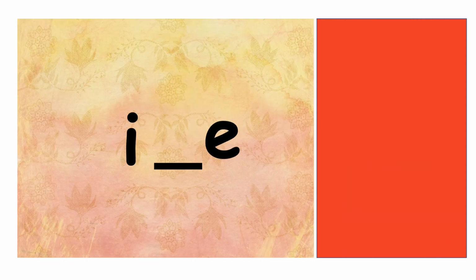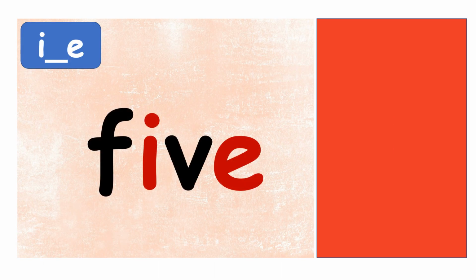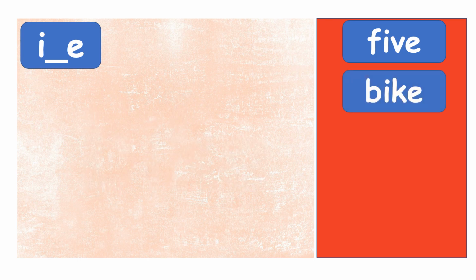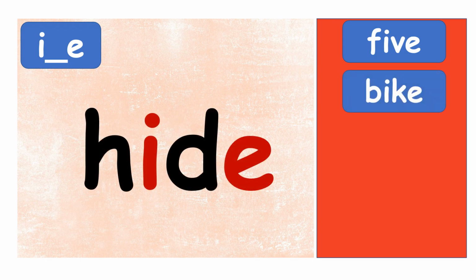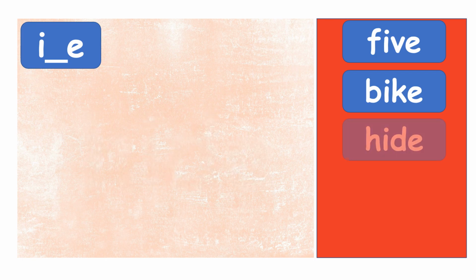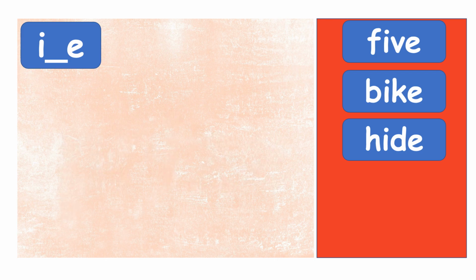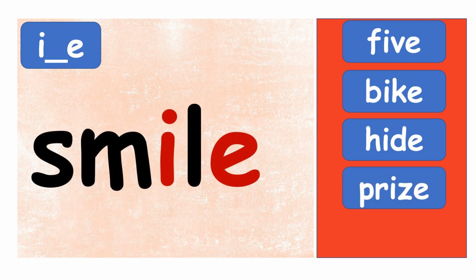When silent E is followed by a vowel I, it makes a sound I. IE makes a sound I. Examples: five, bike, hide, prize, smile.